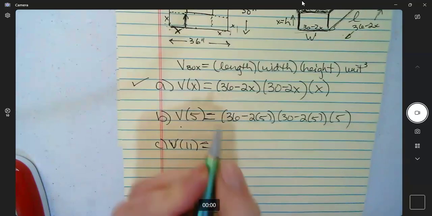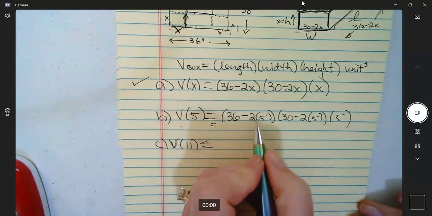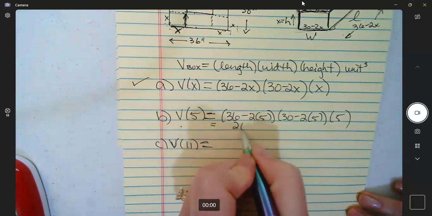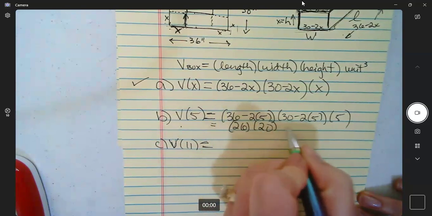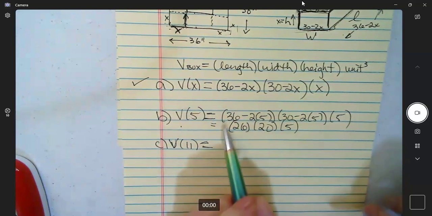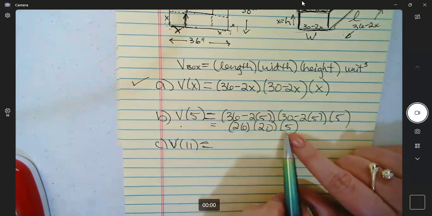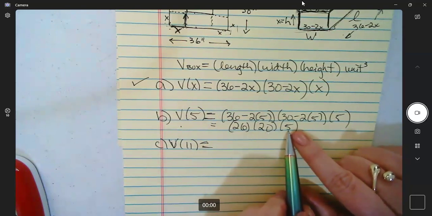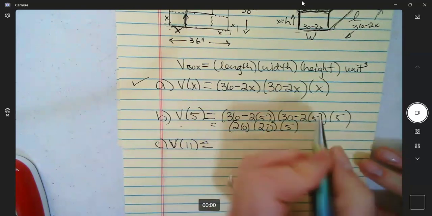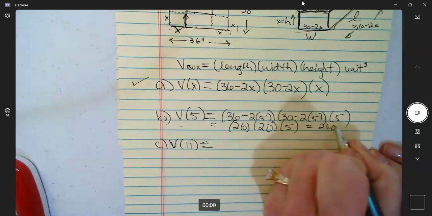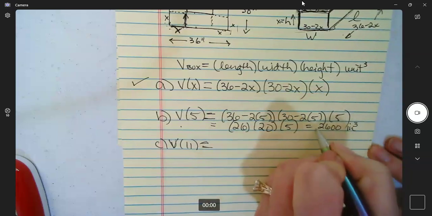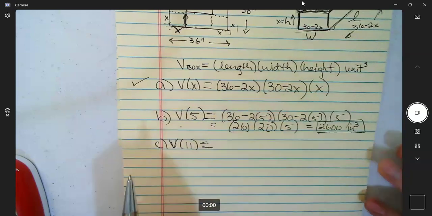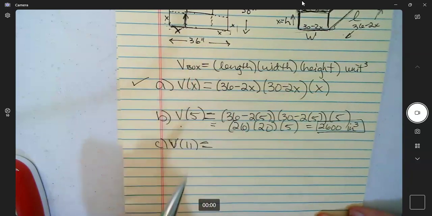Well, maybe I can do this a little bit without going to the graphing. So 36 minus 10 is 26. 30 minus 10 would be 20, and then take that times 5. All right, so I'm gonna be smart about this. I'm gonna do these two pieces first. 20 times 5 is 100. 100 times 26 would be 2,600. So that would be 2,600 cubic inches, because the linear measurements were in inches.